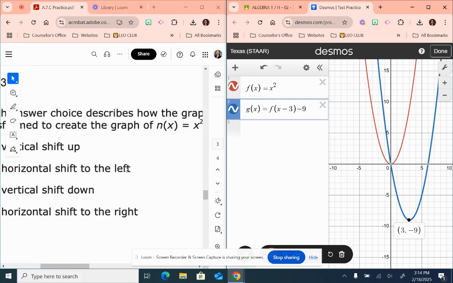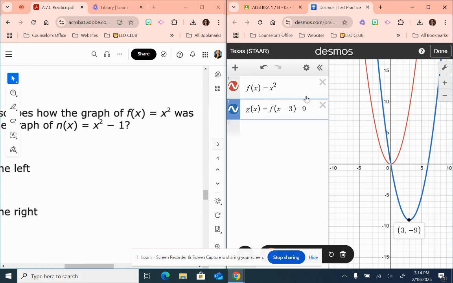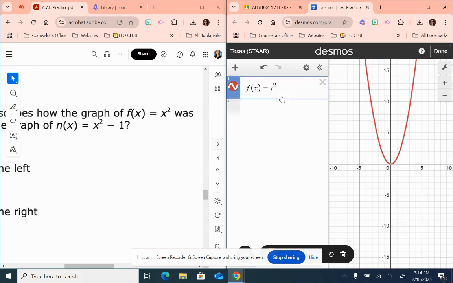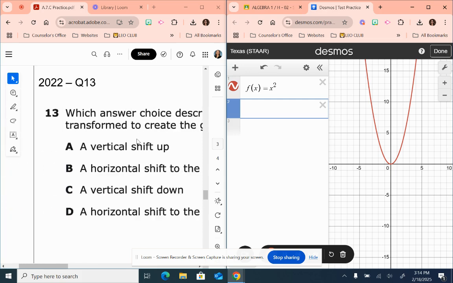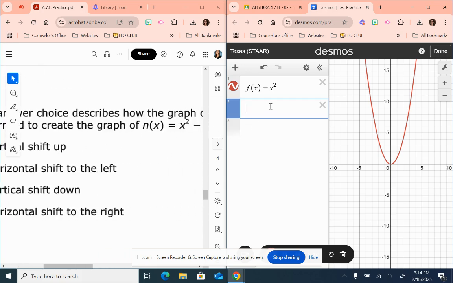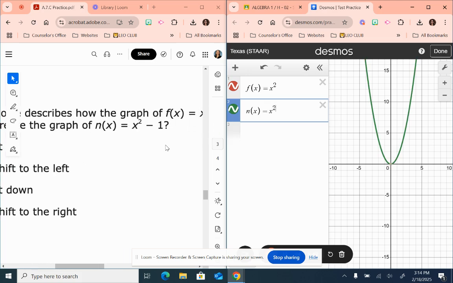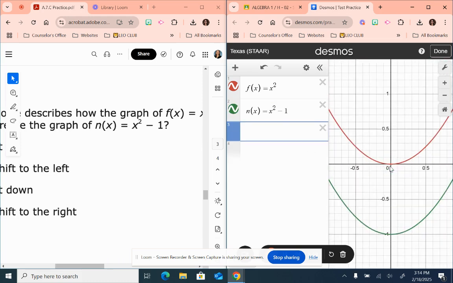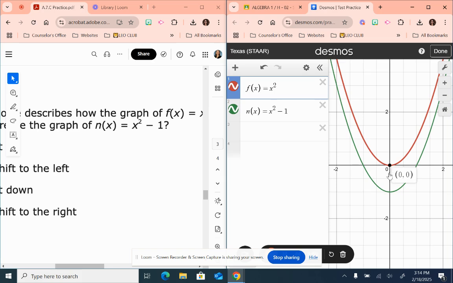Last question. Which answer choice describes how the graph f of x squared, again, our parent function, so we can leave that in there, was transformed to create the graph of n of x? Well, that's different. So we're just going to type in n of x equals x squared, and then move this over to the side a little bit, minus 1. And then I can zoom in right here if I need to. I can click on the vertex right here. And again, just a friendly reminder, click off of the green and you see the original parent function x squared for the quadratic. Click on the green, you can see that the green was shifted down.